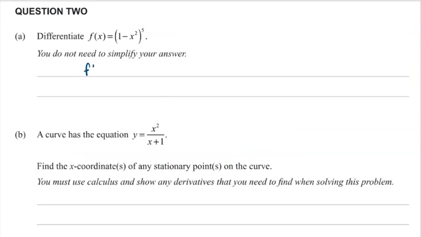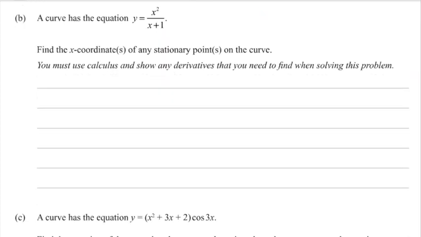For 2a, we have the chain rule. So we differentiate the outside, leave the inside alone, times it by the derivative of the inside, which will be negative 2x. We do not need to simplify. We'll leave it like that. For part B, we have the quotient rule. So dy by dx is equal to v du, so the bottom times the derivative of the top, minus u dv, so the top times the derivative of the bottom, all over the bottom squared.